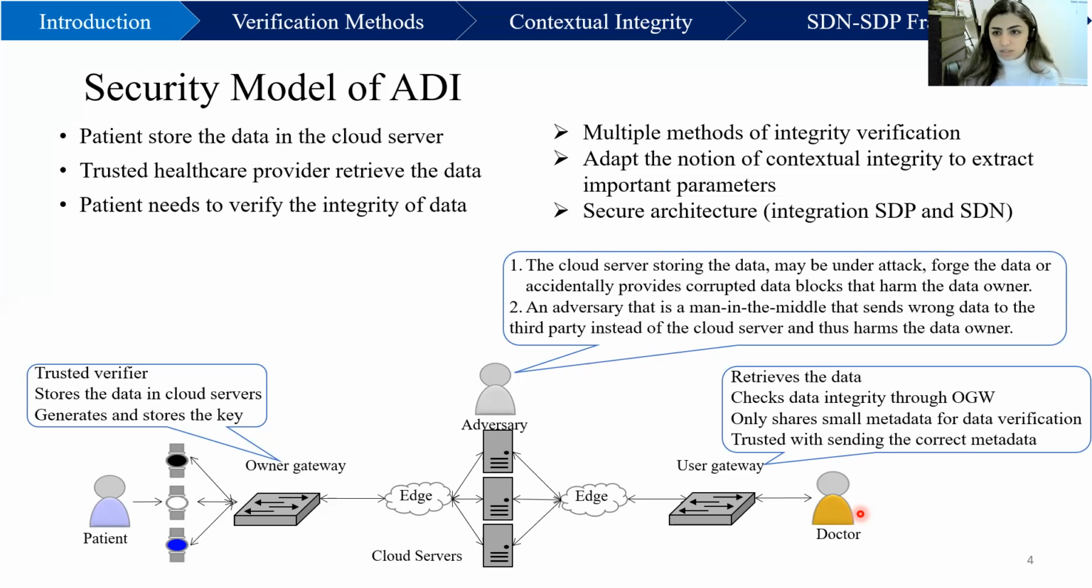The condition that the patient is in, and different other things, affect the level of data integrity that's required. So we adopt the notion of contextual integrity to extract the important parameters, which parameters are effective in determining what level of data integrity is required. And then we provided a secure architecture by integrating two secure architectures to provide the requirements for multiple levels of data verification, and also choosing among them using the contextual integrity.